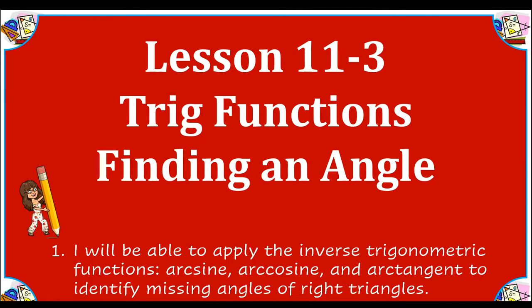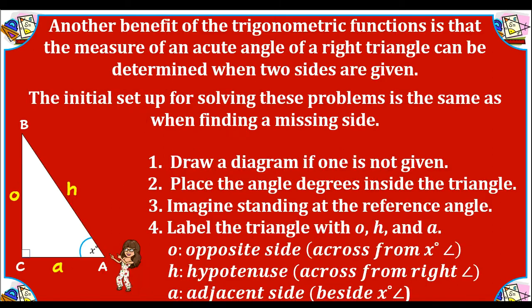For this lesson, we're going to learn how to find an angle measurement of a right triangle using the inverse functions of trig. So to set up to find the missing angle, it is the same as if you were to find a missing side. Always draw your diagram, put your angle measurement information inside the triangle, and then know your referenced angle, and then label all the sides: opposite, adjacent, and hypotenuse.